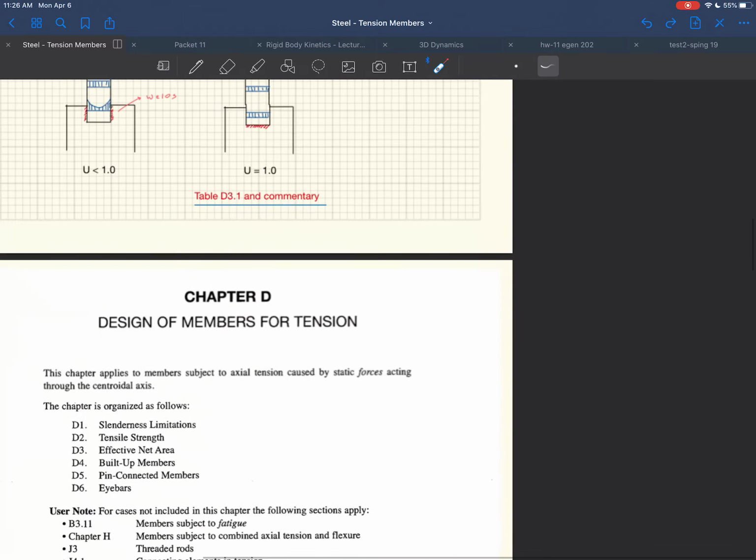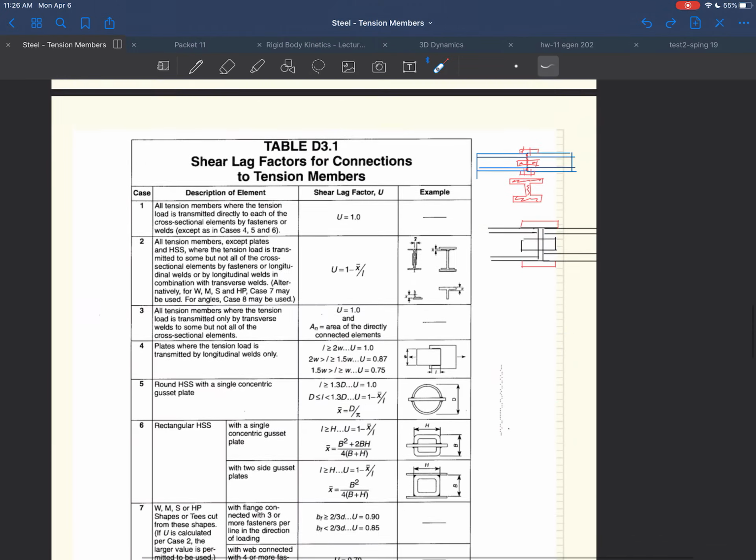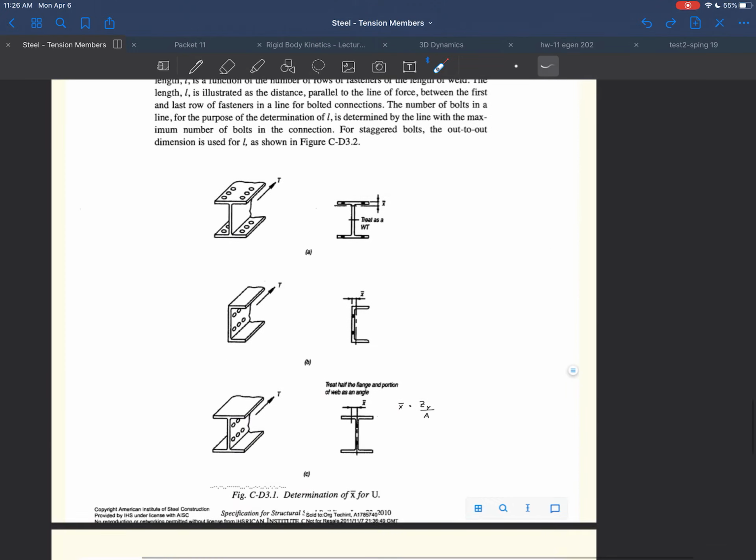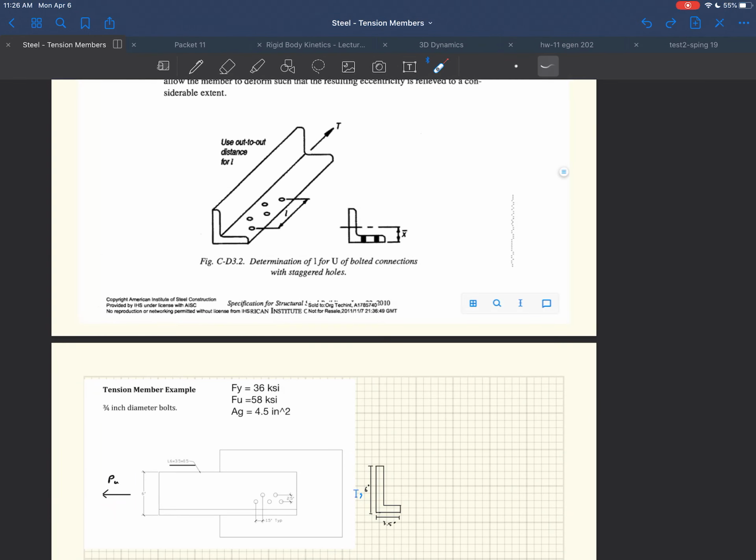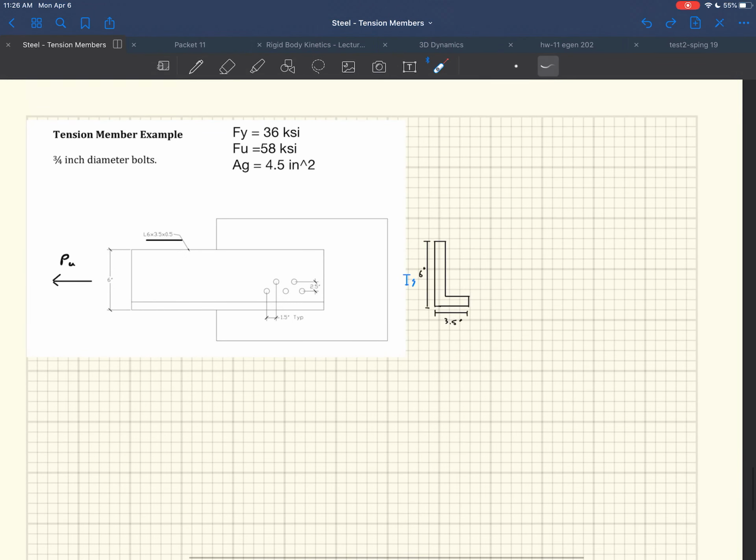All right, we will do an example next time, and this example is right here. This is an angle attached to a plate, and we're pulling on it. Okay, and we're saying what is its capacity?